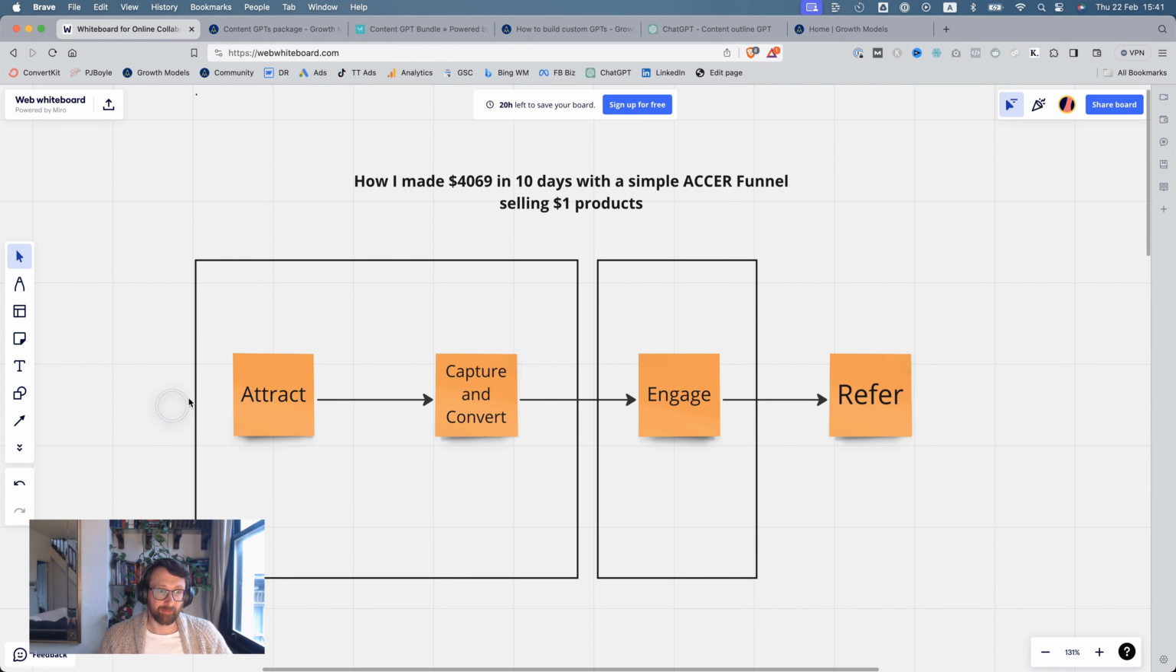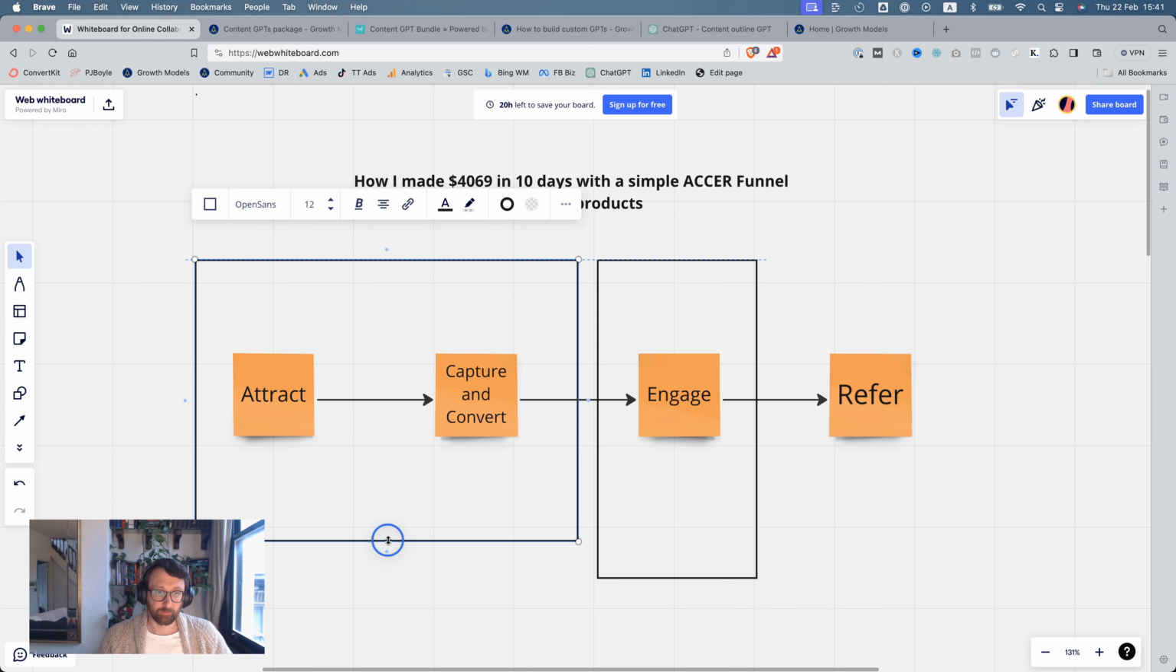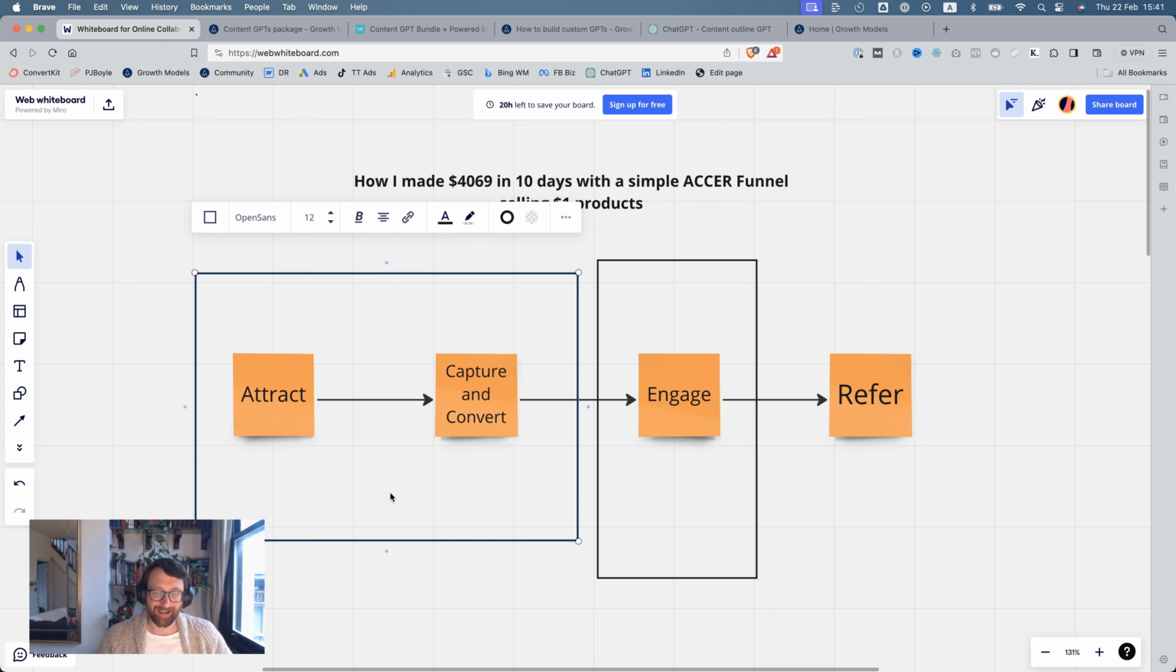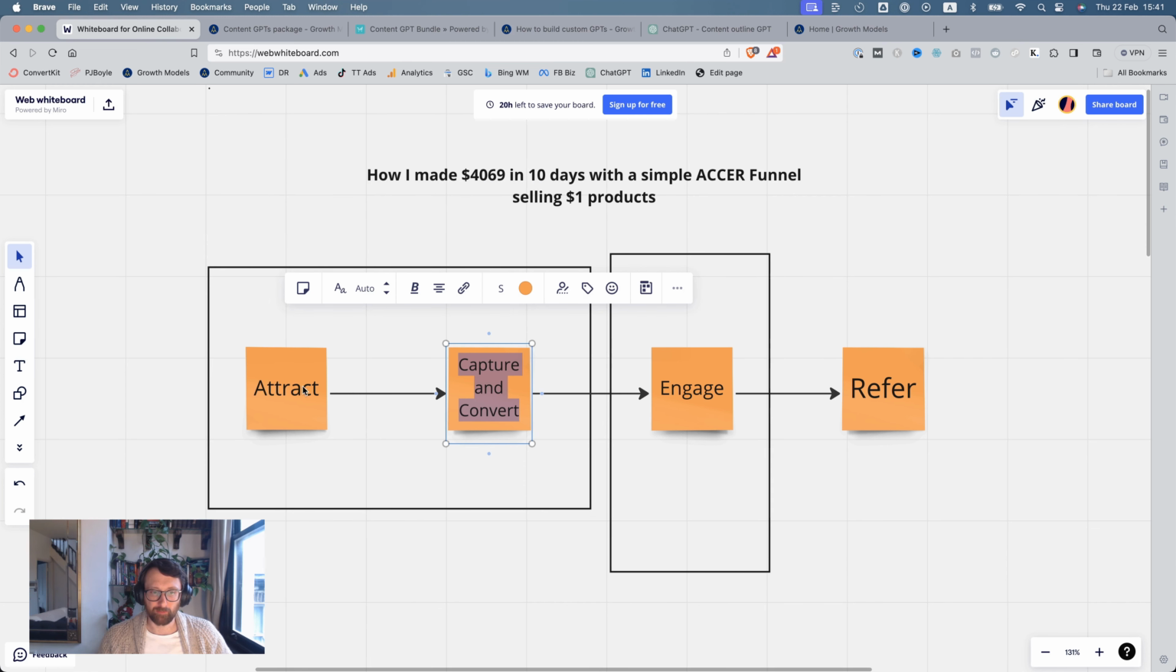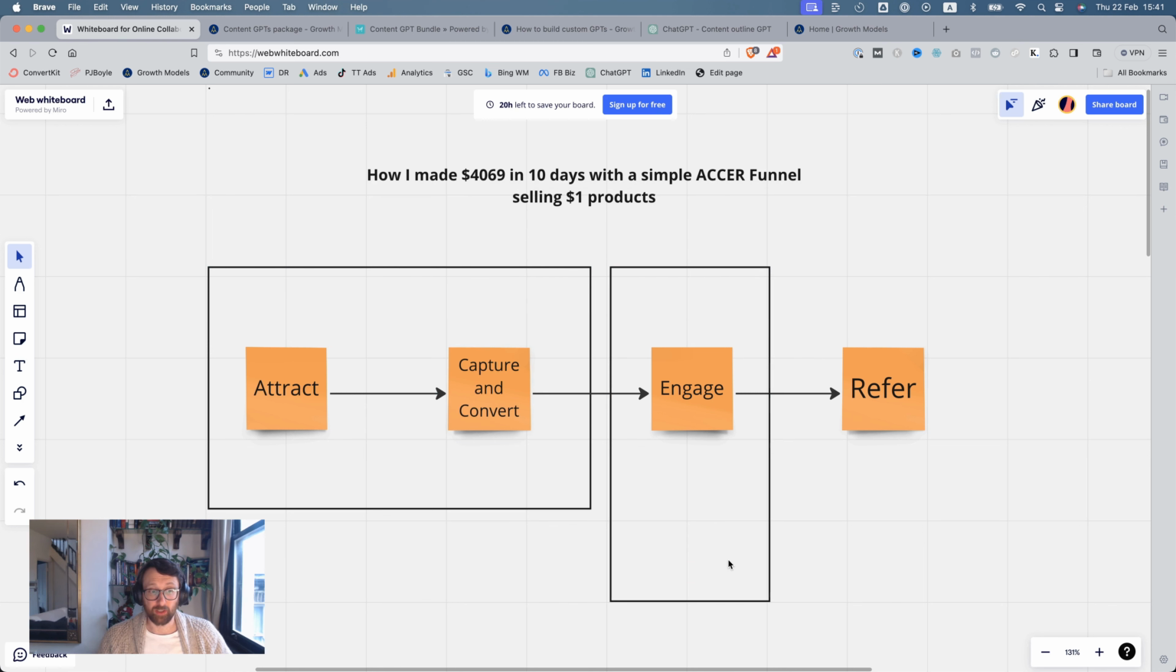But yeah, it is very, very simple. Anybody can set these up. You've just got to have the knowledge of this kind of model and mushing them two together, capture and convert. And so then you've got a simple ACCA model that can actually generate cash flow in the short term. And then you can scale that from there.